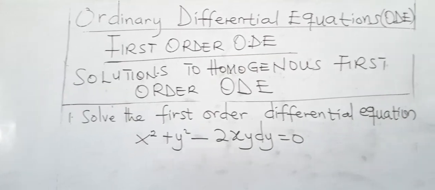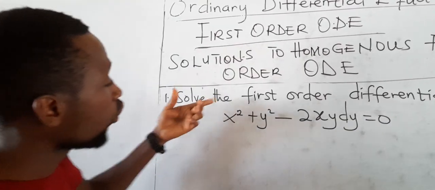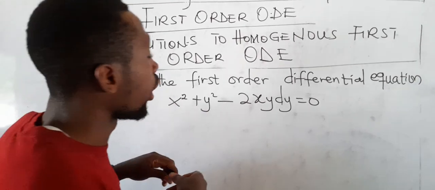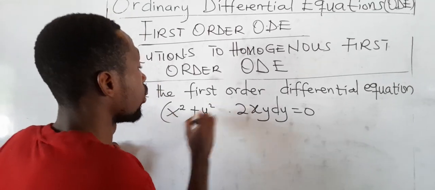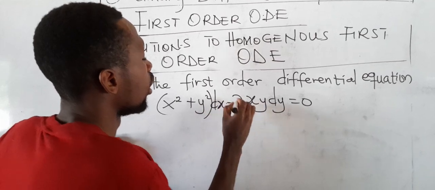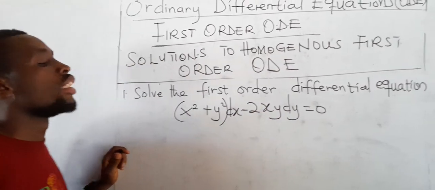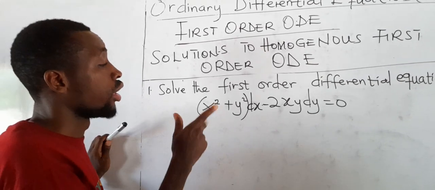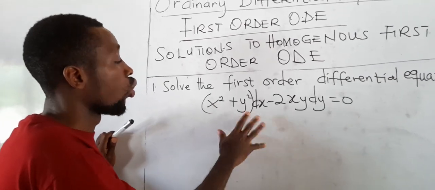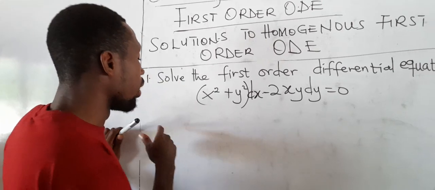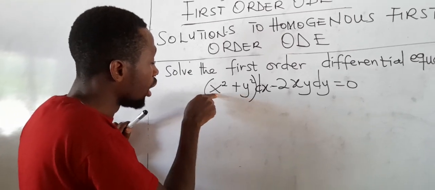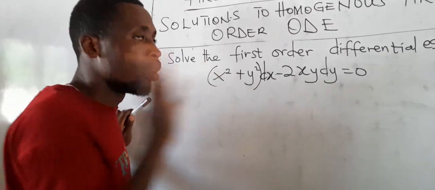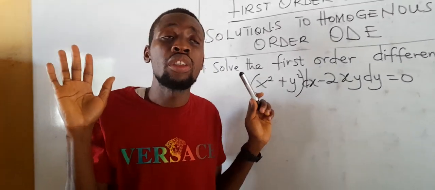We'll solve a first example. The question says solve the first order differential equation (x squared plus y squared) dx minus 2xy dy equal to 0. So what's the first thing to do? You check whether you can separate it. When they are adding, the dependent and the independent variables are adding and you can't factor out, so automatically you should know they are not separable.